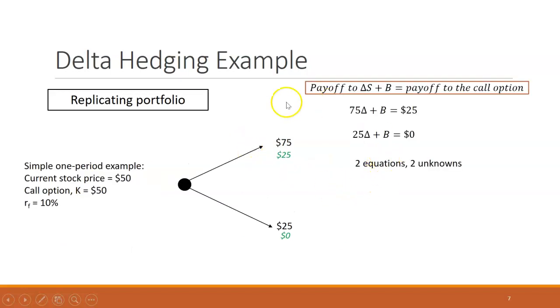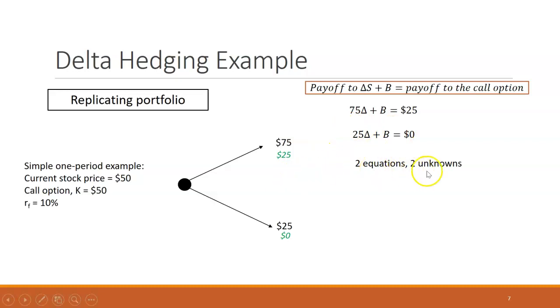What we have is we're going to buy delta shares and we're going to have some amount of borrowed funds. In the up state, we want this to be true: we own delta shares times $75 per share, and we're going to pay back some money, and that payoff has to be 25. In the down state, again, we own delta shares times $25 plus pay back some money, and that has to give us a payoff of 0. So we want to solve for delta and B so that these are true.